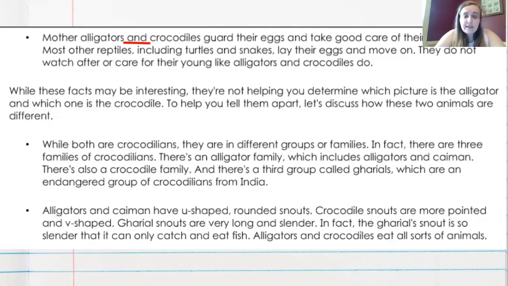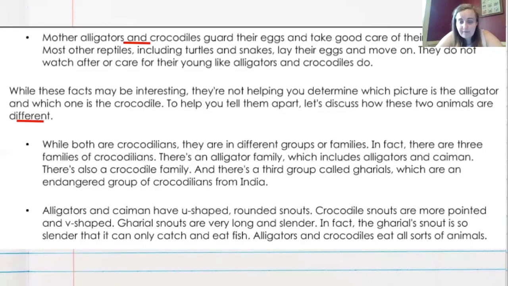While these facts may be interesting, they're not helping you determine which picture is an alligator and which one is a crocodile. To help you tell them apart, let's discuss how these two animals are different. We can underline the word "different." That's one of our signal words. While both are crocodilians, they are in different groups or families. In fact, there are 3 families of crocodilians.